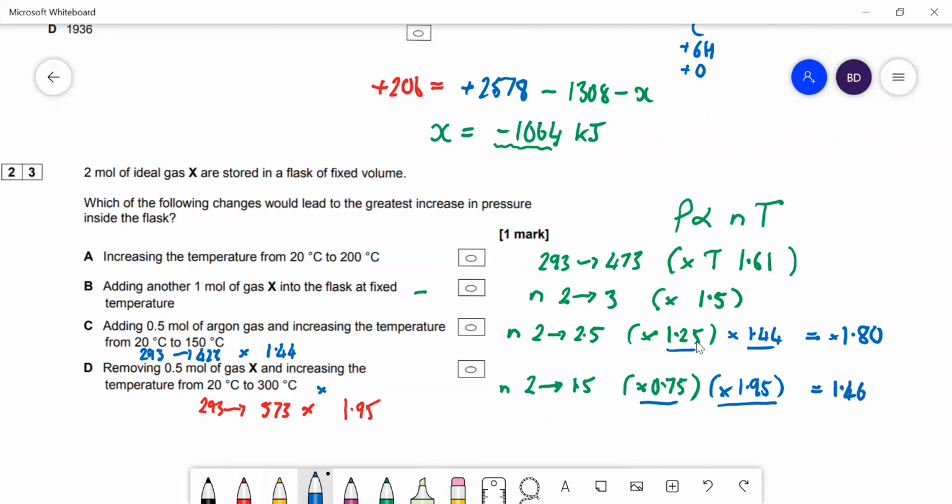So we can see the biggest overall factor increase is going to be this one. That goes up by a factor of 1.8. So the answer is C. And that is the end. That's the last question.